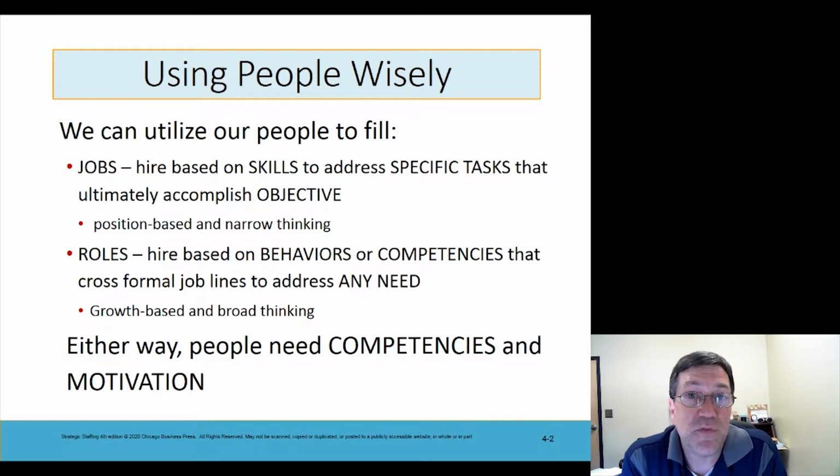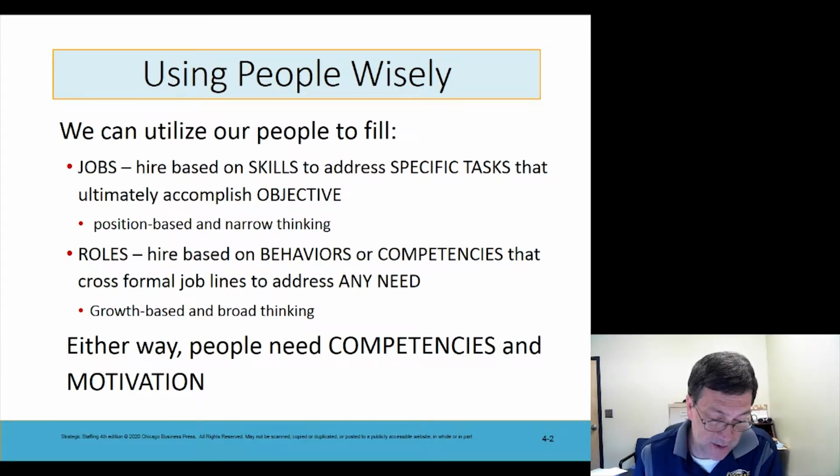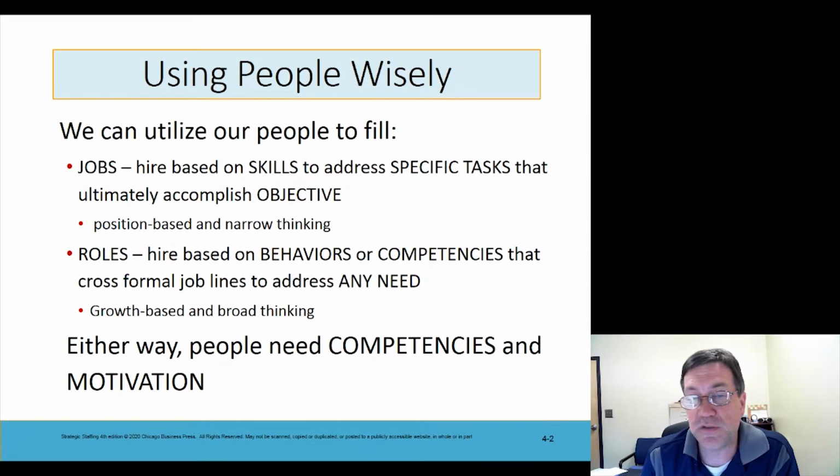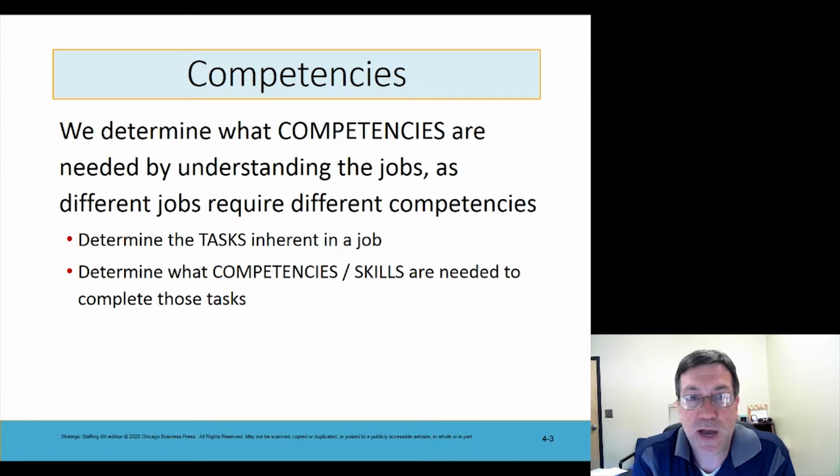But regardless of whether we fill for jobs or fill for roles, there are certain competencies that people have to have to be able to fill not only a job, but also a role. And people have to be motivated to do any of that kind of stuff. So think about, as we're hiring, whether we're trying to fill a particular job without much thought for the bigger picture, or whether we're trying to fill certainly for the job, but with a bigger possibility in mind further down the road. If we're thinking about competencies, how do we know what competencies are necessary?